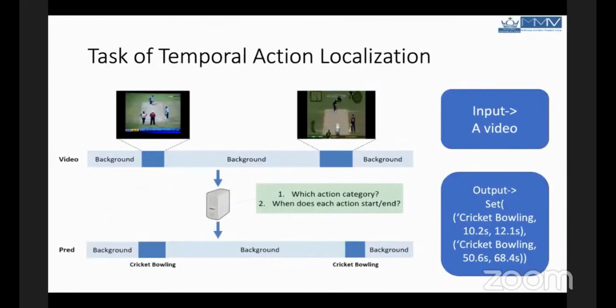I study the task of temporal action localization. It's to detect actions in a video, and you have to find the start and end of the action in that untrimmed video. So if we want to formulate it, the input is a video, the output is a set of video clips, including the action category, and also the start and end of this action.